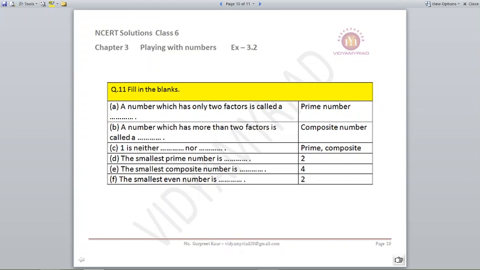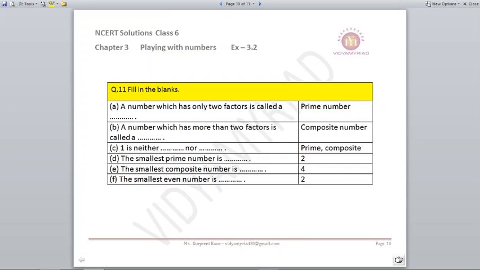Next, fill in the blanks. A number which has only 2 factors is called a prime number, because what are the factors of a prime number? 1 and the number itself. A prime number has only 2 factors, and if it has more than 2 factors, then it is a composite number. Now C part. 1 is neither prime nor composite.